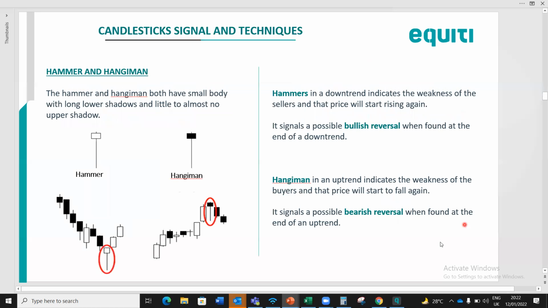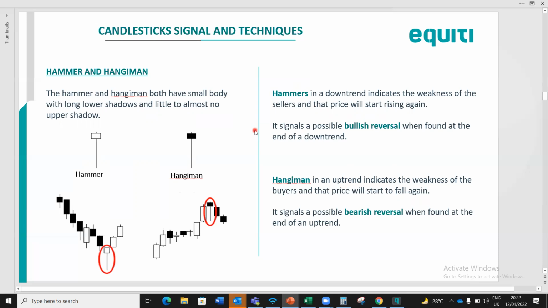Now let's quickly look at how we can use candlesticks to generate signals, and how these techniques work. First we'll talk about the hammer and the hanging man. The hammer and what? The hanging man. Both have a small real body with long lower shadows, and little to almost no upper shadow. You know how the hammer looks: it has the part we hold, which is very long, and then the head of the hammer, which is small.